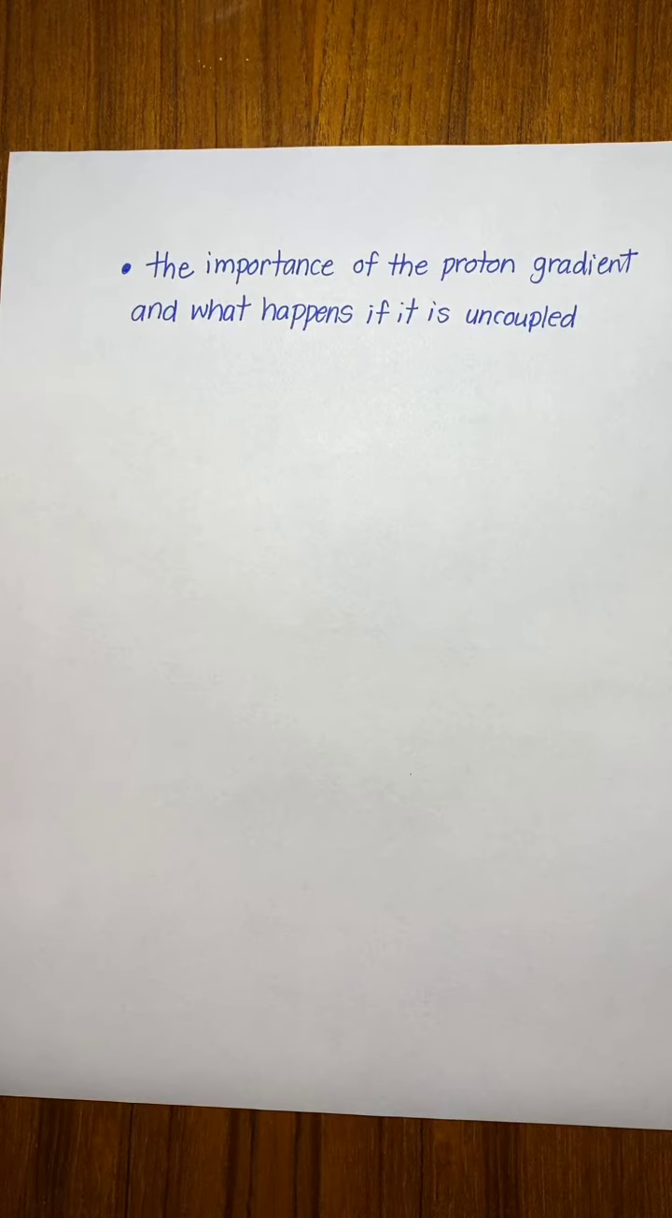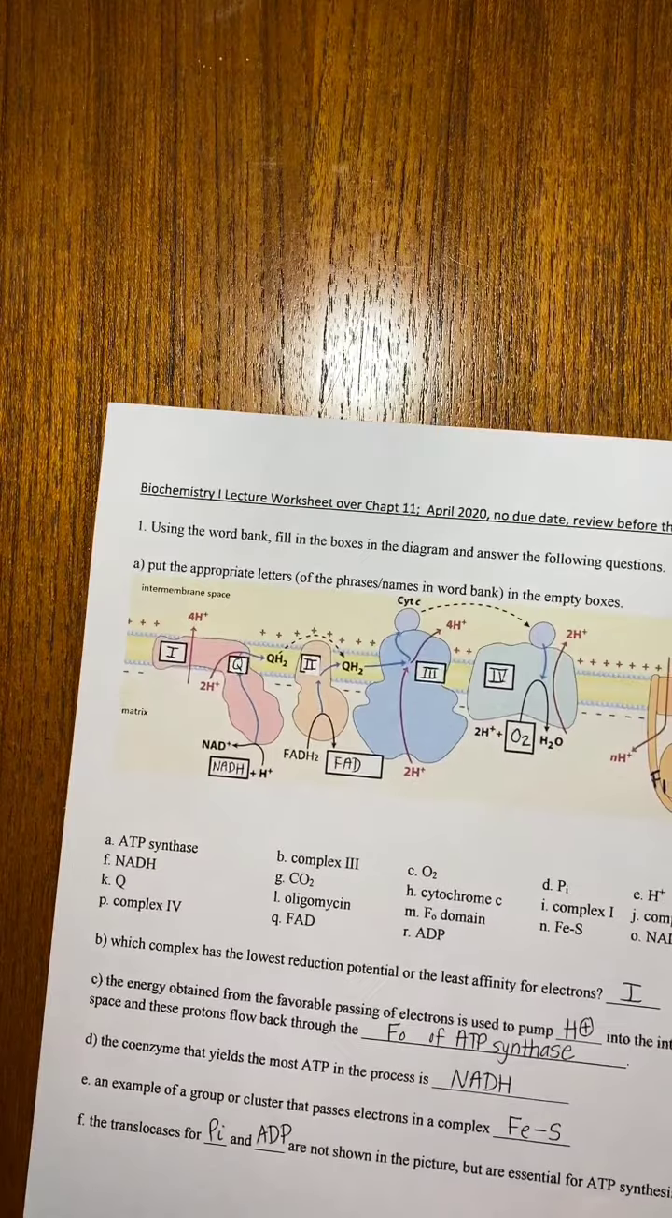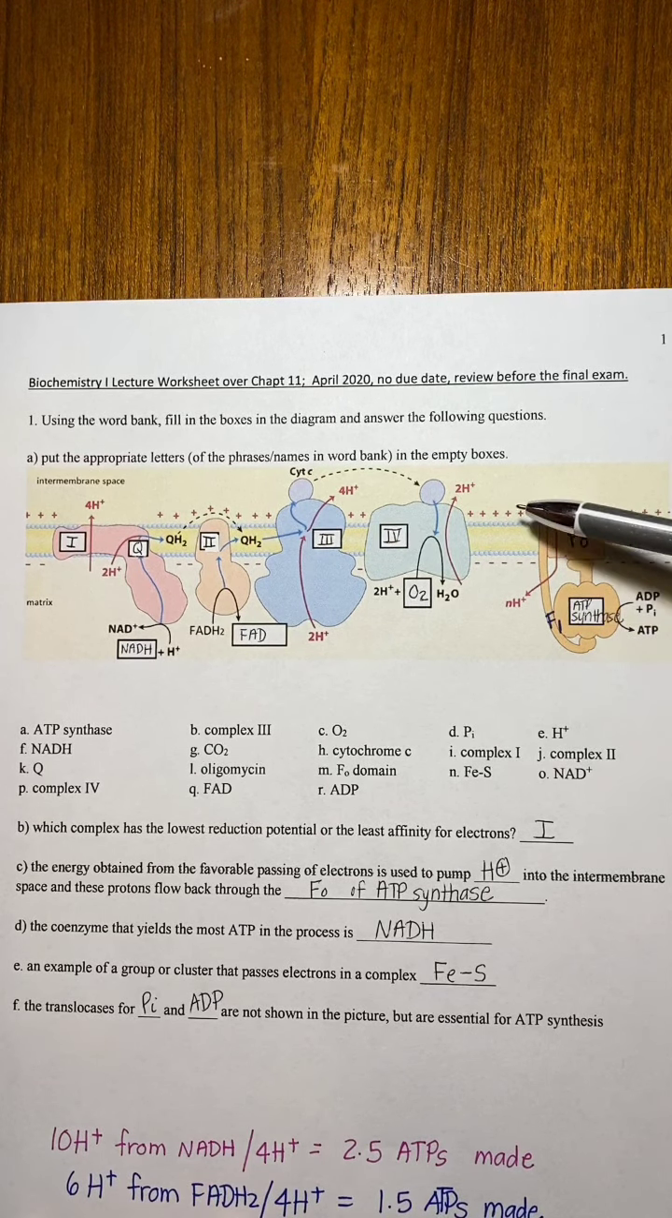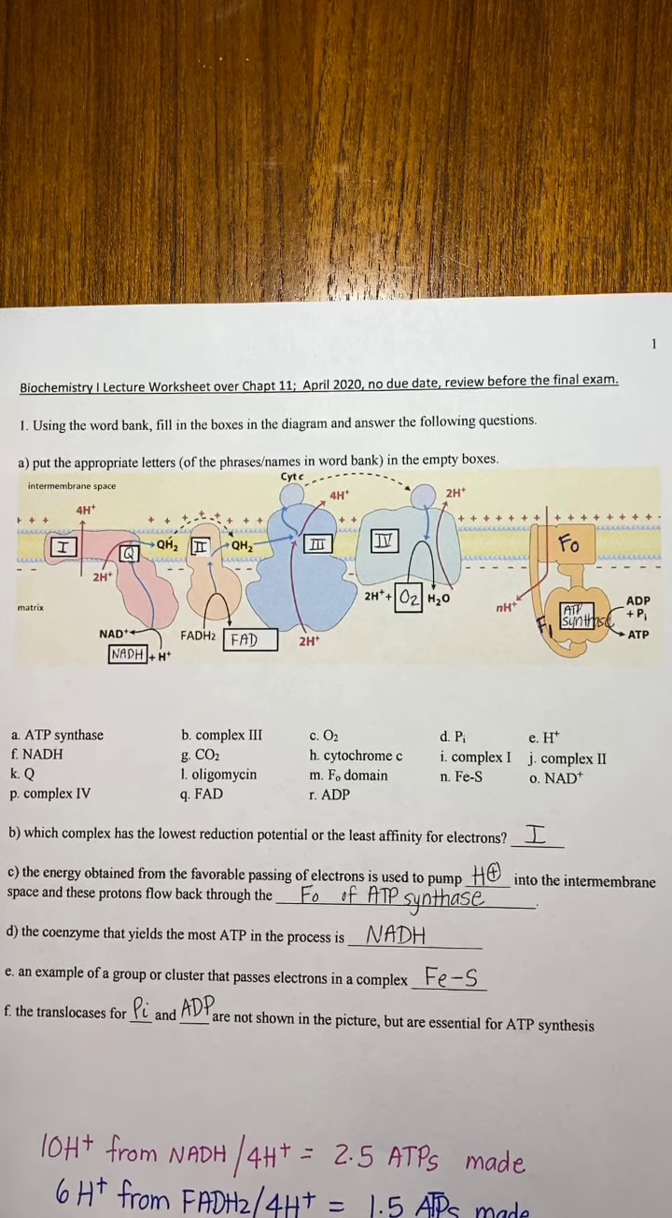The next topic is what happens to the proton gradient if it gets uncoupled. To remind us about the proton gradient, I have this diagram back. The proton gradient is all the protons that are pumped out into the intermembrane space. They create that pressure or potential energy that is released when they flow back through, and that energy is used to make ATP. That's the chemiosmotic theory.